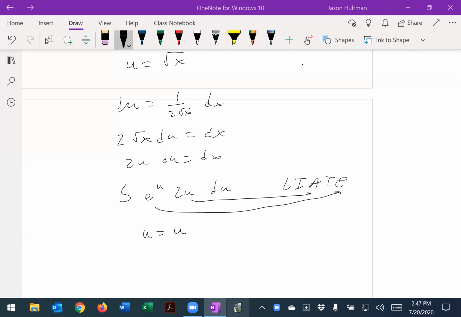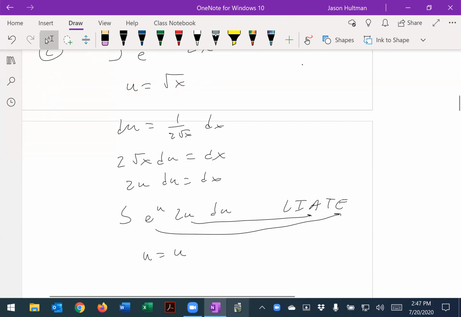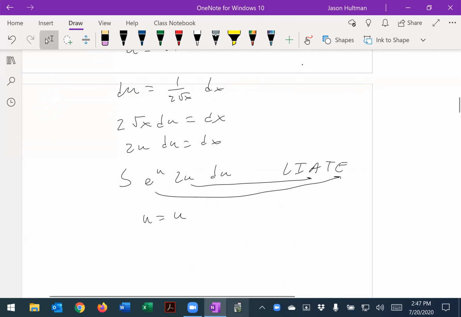What's the original function? The original function here is e to the radical x. Okay, so we could say u is equal to 2u basically. Let's do 2u. Again, I could do a change of variable if I want to. Maybe we'll do a w here instead of a u, because we've already used u.